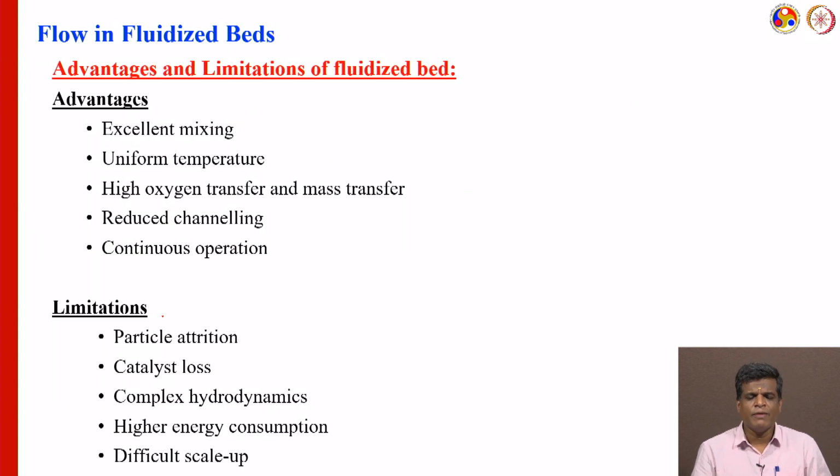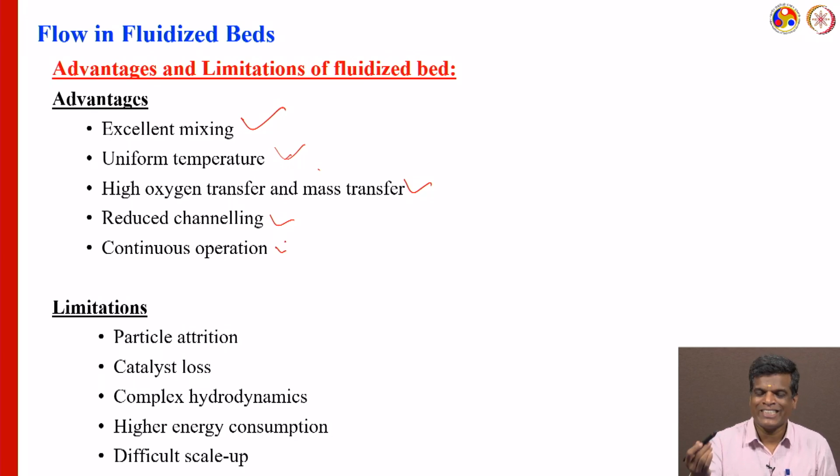So what are the advantages and limitations of a fluidized bed? The advantage of a fluidized bed is excellent mixing compared to the packed bed. The temperature is uniform throughout the column, because the particles are completely suspended in the fluid and maintain uniform temperature. There is high oxygen transfer, so mass transfer is also very high. Channeling is reduced compared to the packed bed. Another advantage is continuous operation; there is no need for batch operation, which is very useful.